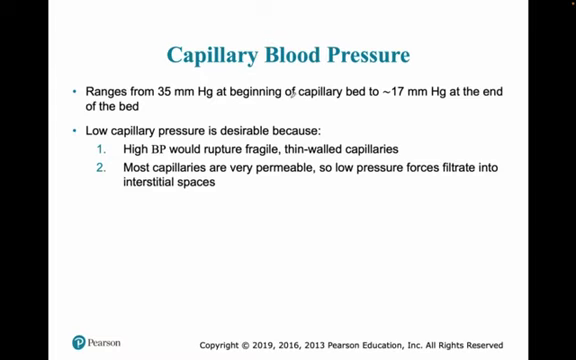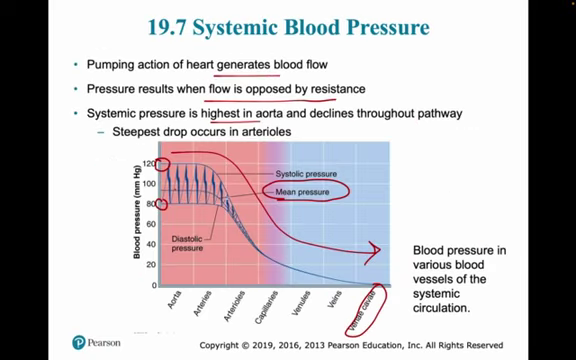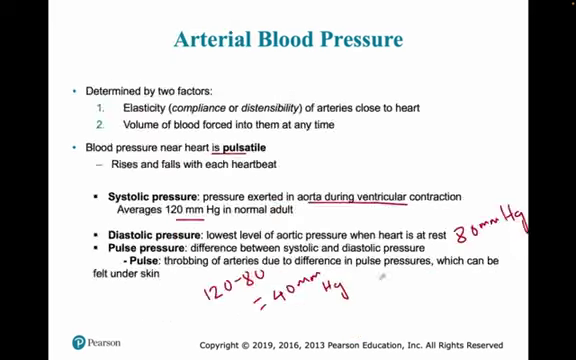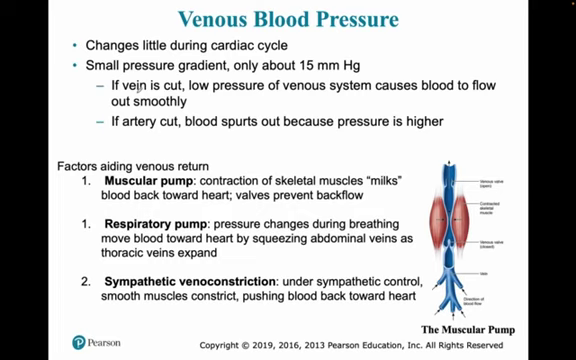Capillary blood pressure. Arterial blood pressure is the most important one, but going in this direction, the highest blood pressure is in the arteries, and then the lowest will be in the veins. The capillary blood pressure is around 35 mmHg at the beginning of the capillary bed, and around 17 at the end of the bed. We typically want capillary pressure to be low, because the capillaries are thin walled and can rupture if the blood pressure is too high, and they are very permeable.